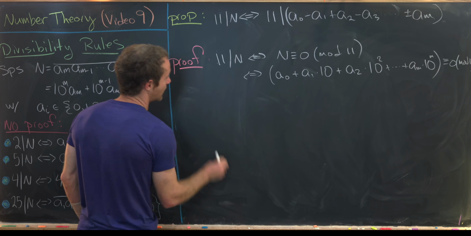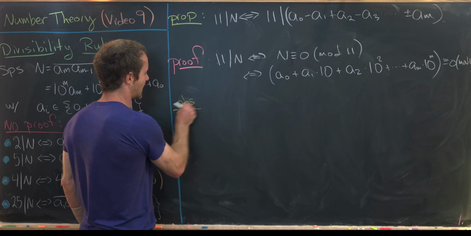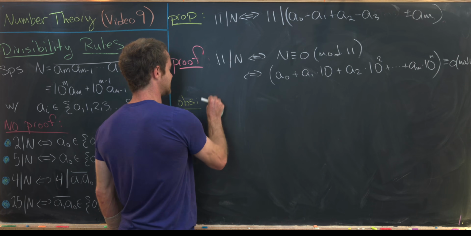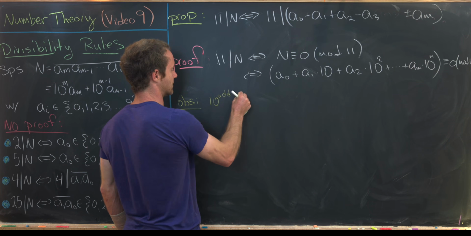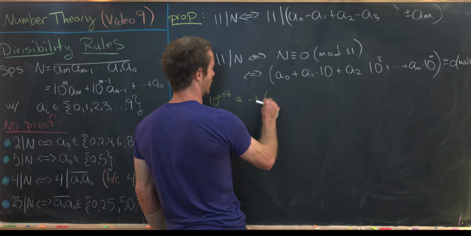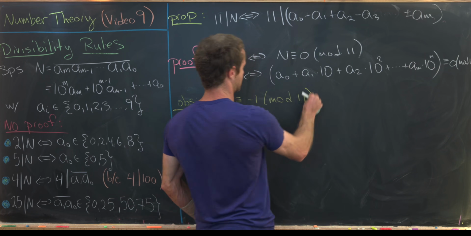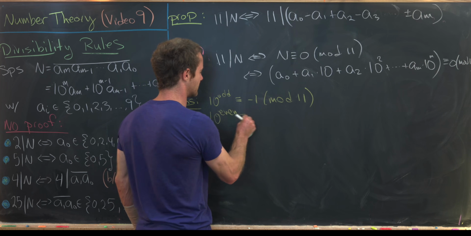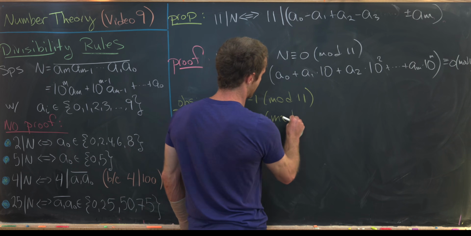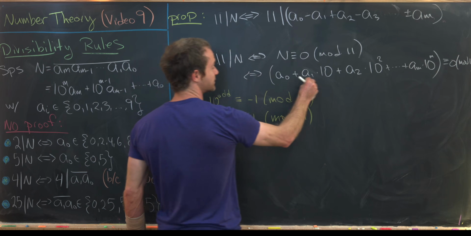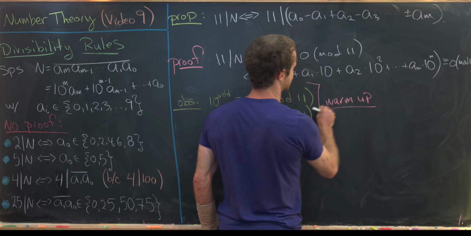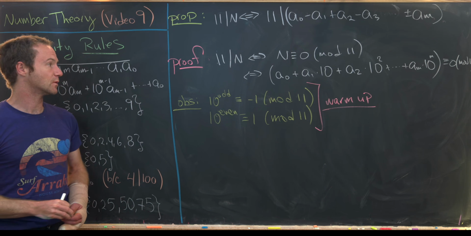But now let's consider the following observation, which is really pretty clear. And that is 10 to some odd number is congruent to negative 1 mod 11. And then likewise, 10 to some even number is congruent to 1 mod 11. So it's pretty easy to prove this maybe as one of the warm-up exercises. Okay, but what does that mean?